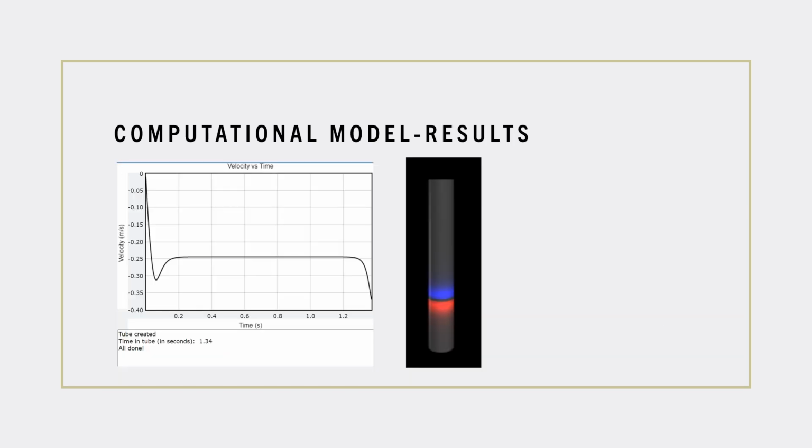Once all the lines were edited, we ran the program, and this image that you see right here shows the results that we obtained for our experiment. We have the graph which shows the velocity over time and how the bar magnet falls through our ring, and we see that the time for our bar magnet to fall through was 1.34 seconds.